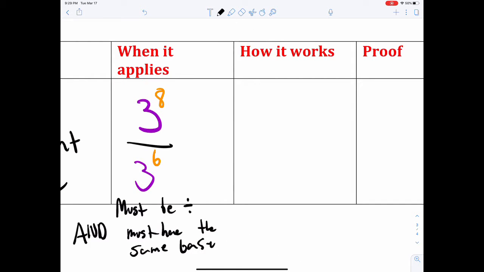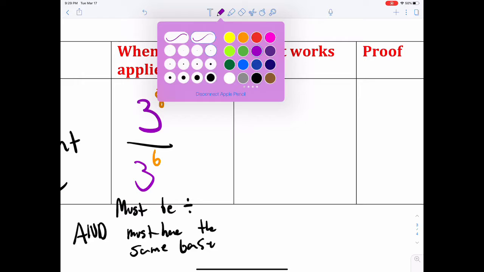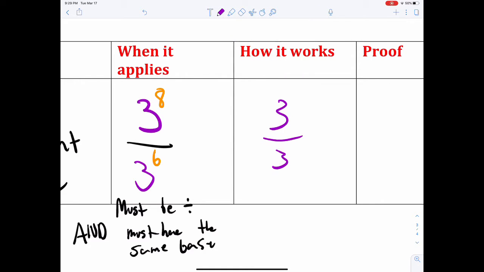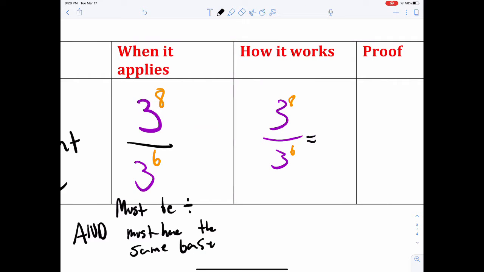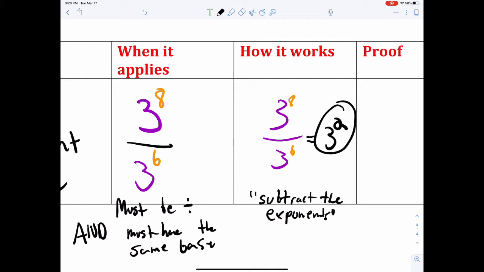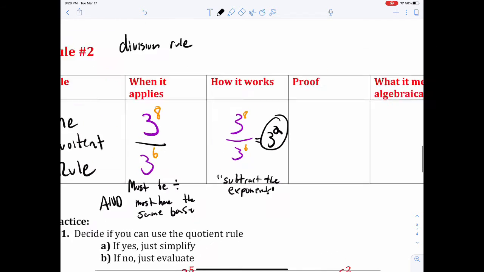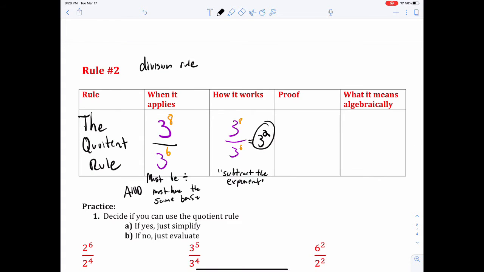So how this works is quite simple, just like the multiplication one. If you have 3 to the 8th over 3 to the 6th, what you're going to do is subtract the exponents. So subtract those, 2. So you get 3 squared, 3 to the 2. That's it. And you should know that 3 to the 2 is 9.